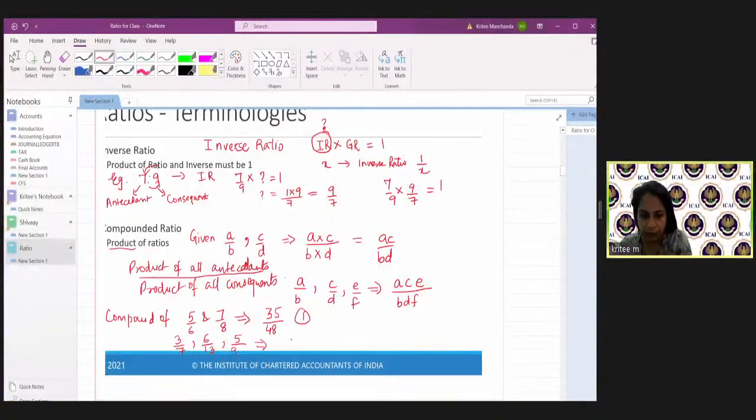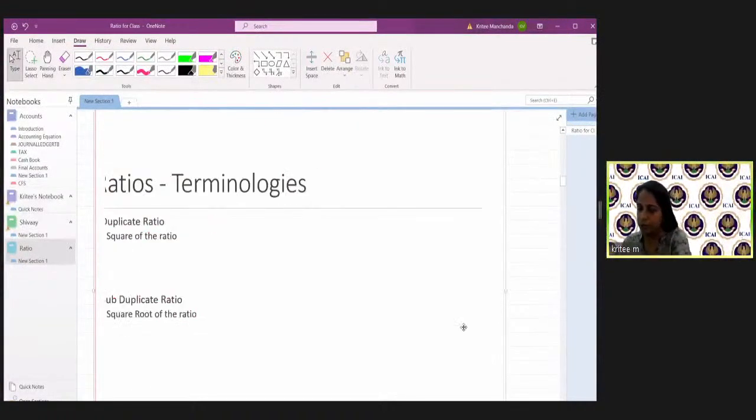So let's do it again. 3 by 7 into 6 by 13 into 5 by 9. Now here you can reduce them to the simplest form. So I can cancel. 3 3s are 9, 3 2s are 6 into 5 is 30, reduced, 10 here. So 10 upon 91 is my compound ratio. Yeah. This is how we are doing it. Okay. I think this is also going good.